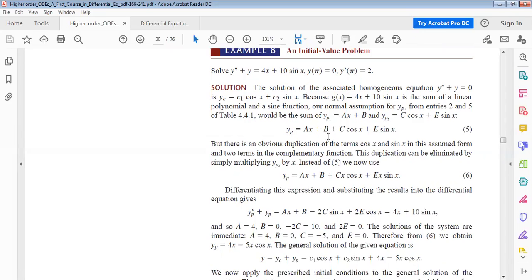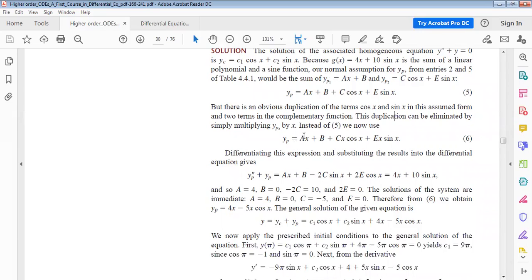So ax plus b plus c cos x plus e sin x, because after differentiation of this term we can get cos. This is why the linear combination of sin and cos can be written as the second part of the particular integral, and this is the linear function, the first part of the particular integral. So the total particular integral is this.